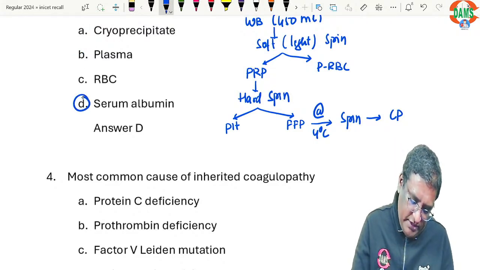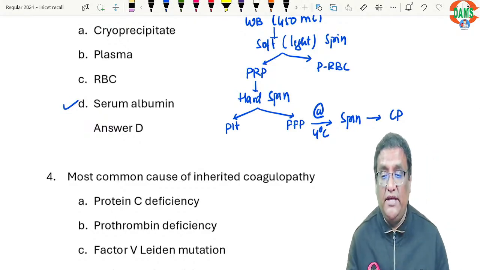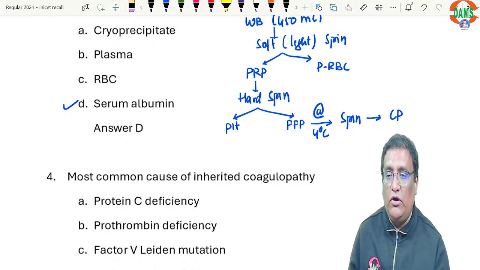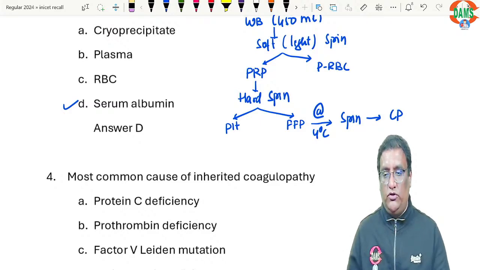So cryoprecipitate requires a spin, plasma requires a spin, RBC requires a spin. What doesn't require a spin is serum albumin. If you want to get serum or its component, so simple, what do I do? Allow the blood to clot. That's it, that should be the one.